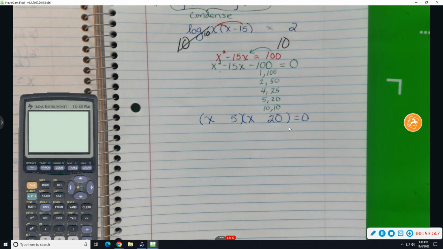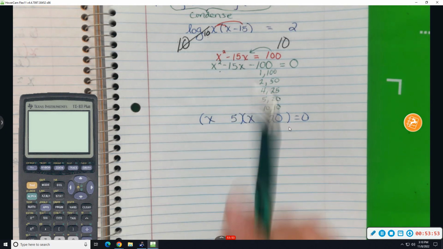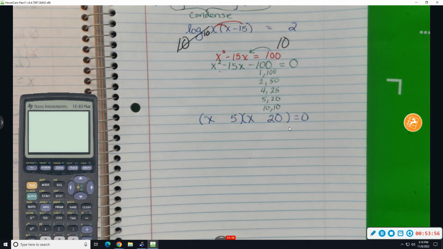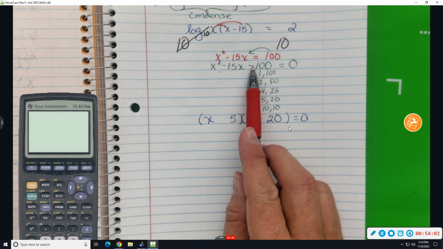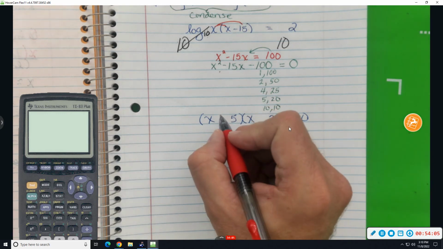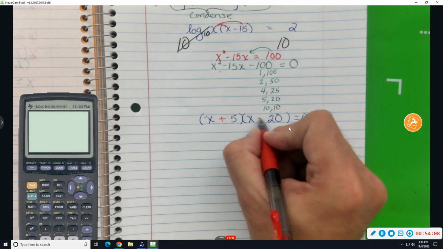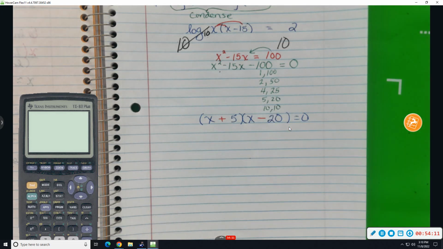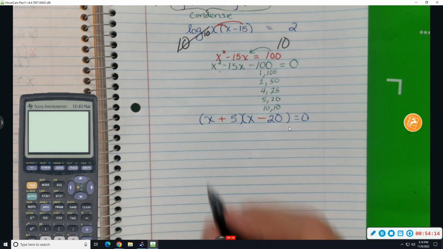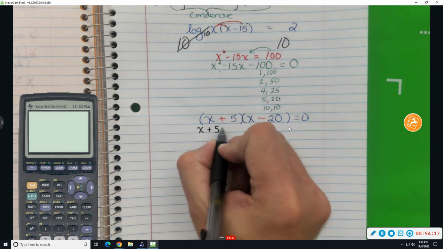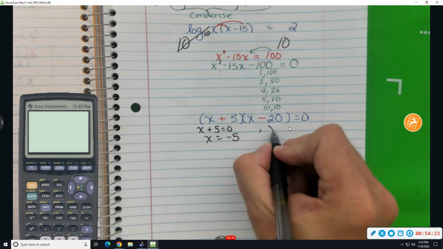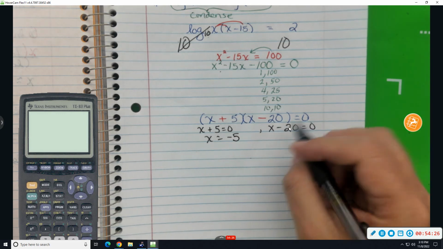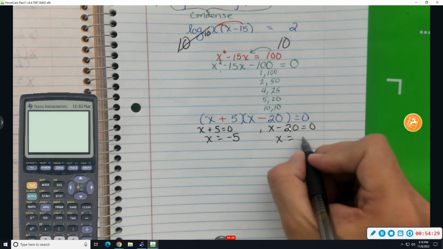How do I need to arrange the plus and the minus sign in order to get a negative 15x? Because it's got to be negative. A plus and a minus, because that second sign is minus. Plus 5 and minus 20, is that what I heard? That's right. Now that you have it factored, set each factor to 0. And we get x equals negative 5. And x equals, is that going to be a positive 20?